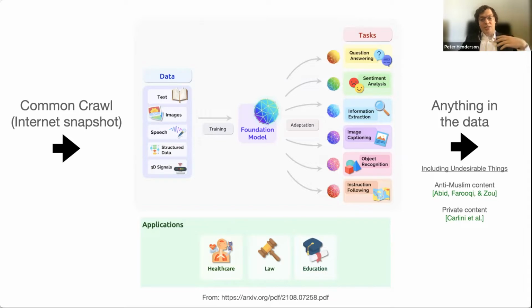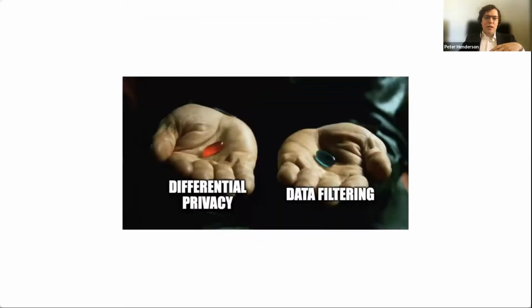The internet is not exactly the most filtered place on the planet. So there's a lot of content in there that might go into the model that you don't necessarily want to come out of it later on. And so you have two choices when you want to prevent things from going into the model when you're training at that scale.